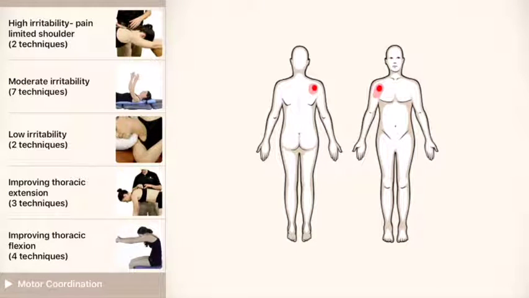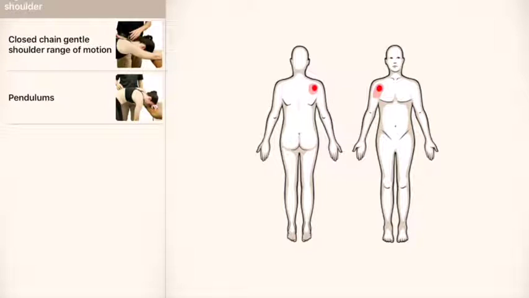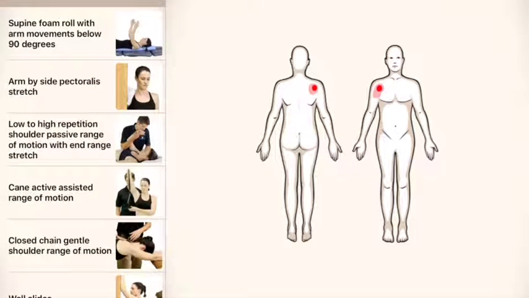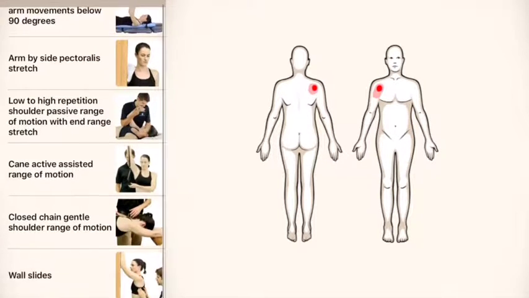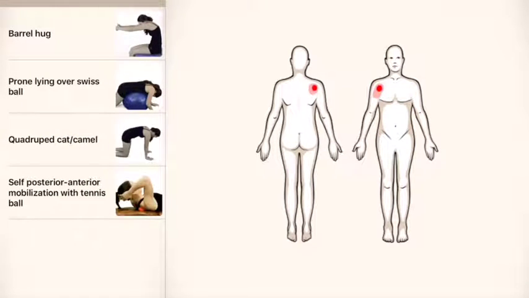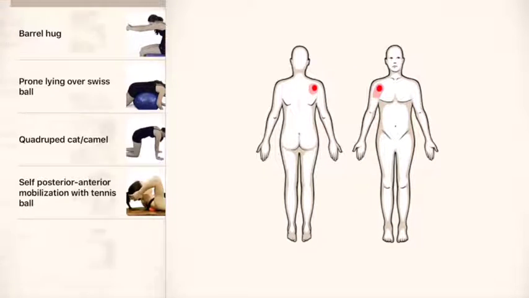You may be, again, stratified by irritability, some high irritability exercises to reduce their pain, some moderate irritability exercises to improve range of motion. And if you notice under improving thoracic mobility, depending on what you see on your patient, you may need to improve their thoracic flexion or improve their thoracic extension.